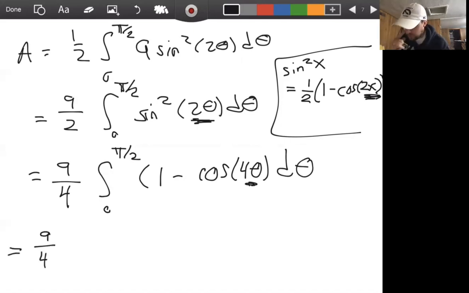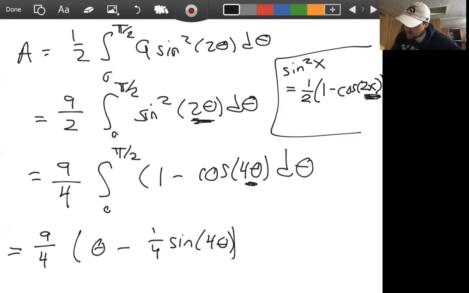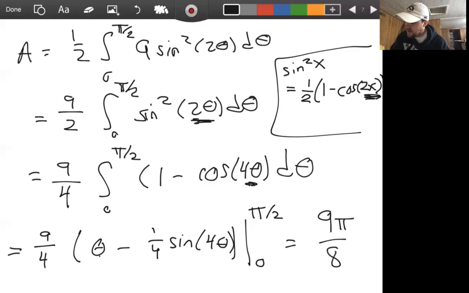We can actually take the integral here. So if we actually take the integral, this becomes theta, and then it looks like it's going to be minus 1/4 sine 4 theta, right? And we're evaluating this from 0 to pi over 2. And notice if you plug in pi over 2 and 0 to the sine function, we get 0. So those cancel. The only thing that will not vanish is plugging in pi over 2 to theta directly. And if we do that, our total area becomes 9 pi over 8.